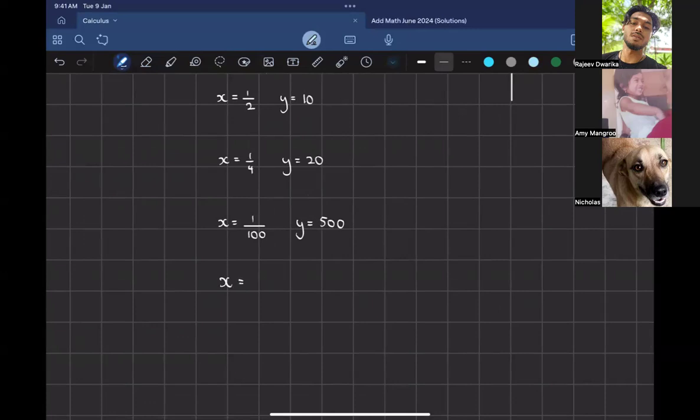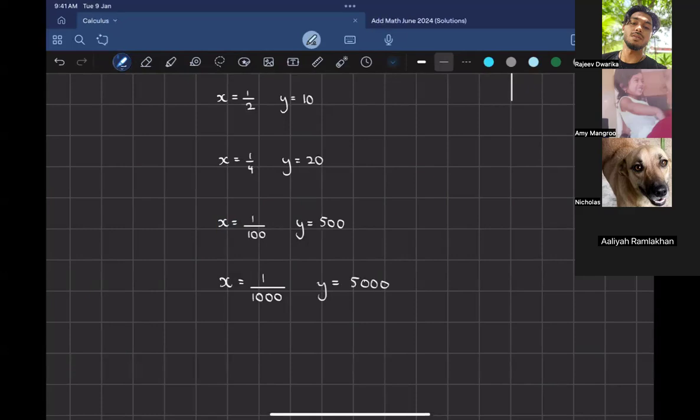What if you were saving, I don't know if it even makes sense that small, one thousandth? One thousandth is 0.001. That is a tenth of a cent. If you were saving a tenth of a cent, how many days would it take you to make $5? 5,000.